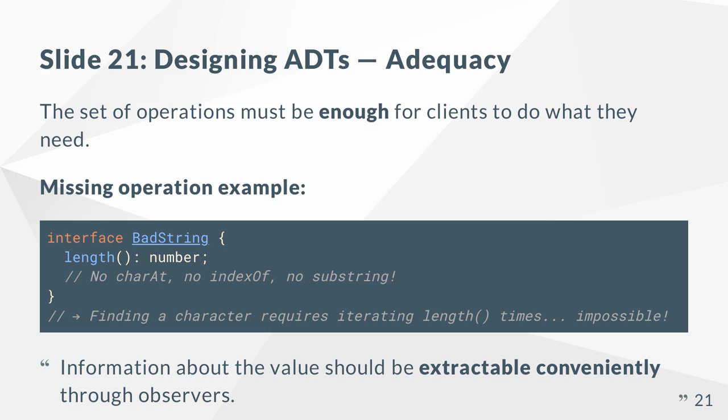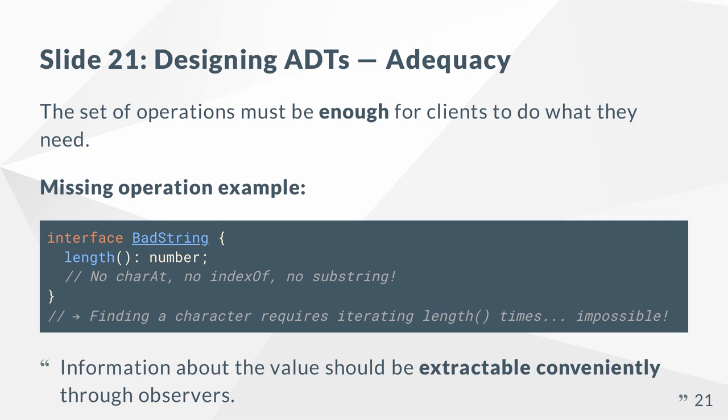The third principle is adequacy. Your ADT must provide enough operations for clients to do what they actually need to do. Imagine a string type that only provides a length operation, no char at index, no substring. A client who wants to find a specific character has no way to do it. They know how long the string is, but they cannot see any of the characters. The type is inadequate. Good adequacy means information about the abstract value is extractable conveniently through observers.